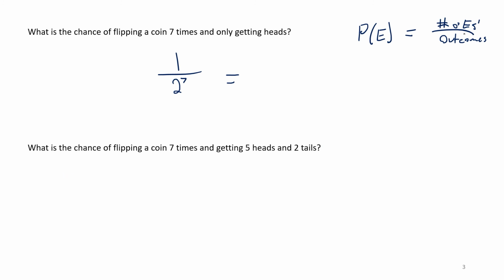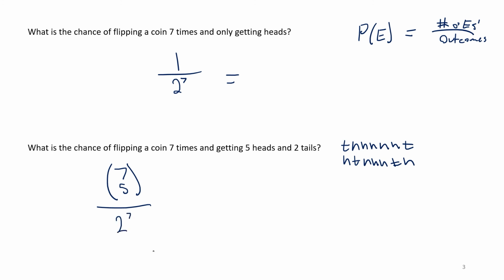So how many different ways can E happen? You can get 5 heads in a number of ways. So you could get tails, heads, heads, heads, heads, heads, tails. You could get heads, tails, heads, heads, heads, tails, heads. You get the idea. The number of ways you can get 5 heads is 7 choose 5. You're choosing 5 of your 7 to be heads. And you don't have to do the 7 choose 2 on the other side, because the tails are, there's only one other option, so you don't have to mess with it. And the number of possible outcomes is the same, 2 to the 7th.